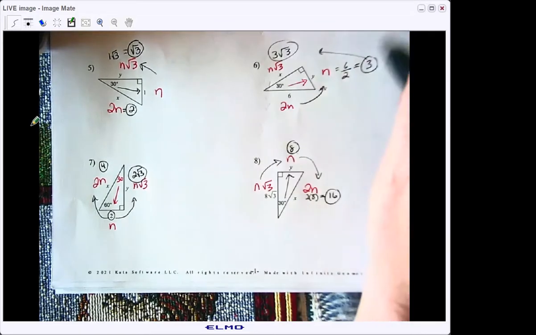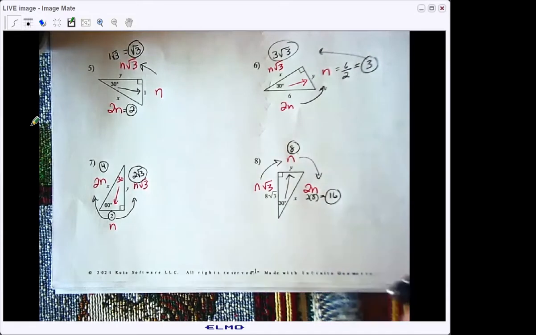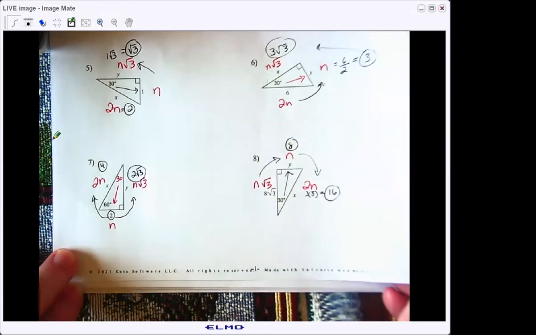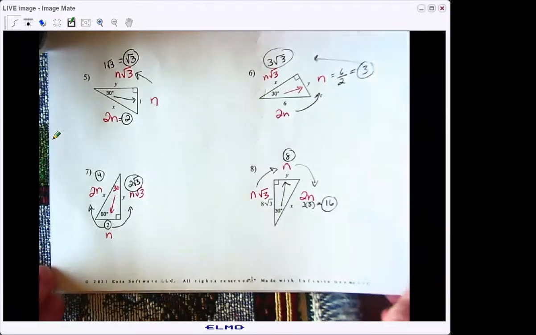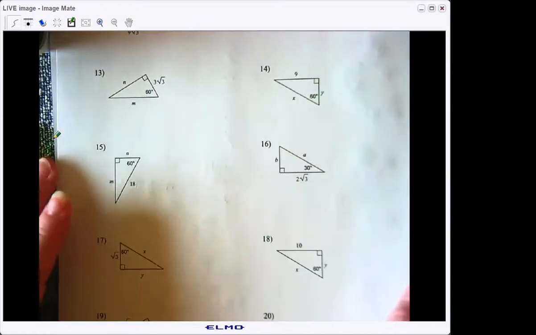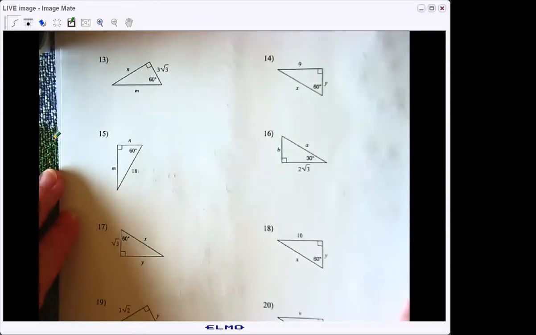Okay, so I'm gonna leave 2 and 4 for you guys to do. It's really a lot of the same thing. Okay, so we're gonna flip our page. Anybody still writing or need to take a picture? Okay. Flipping it over. Let's start with number 13.